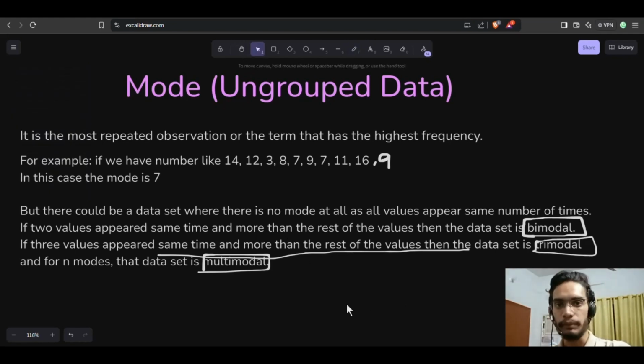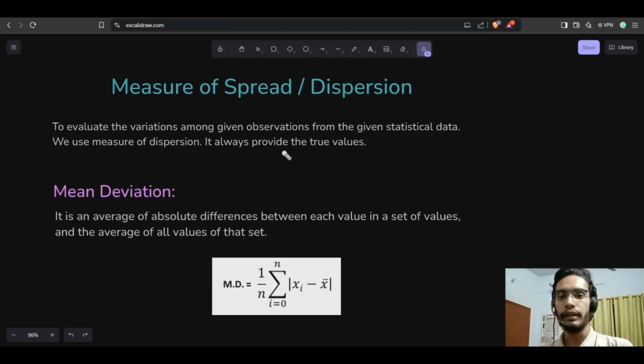I hope you understand the concept. Now, let's understand what is the measure of spread or the measurement of dispersion. It is another category of descriptive statistics. The first one is central tendency, and I have already made a video on that. Now it is the measure of spread or the measurement of dispersion.